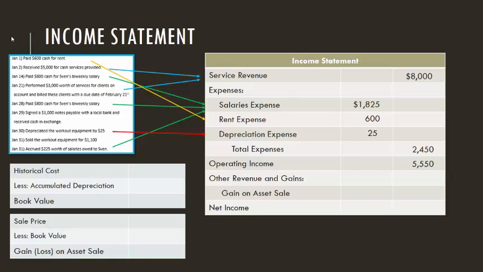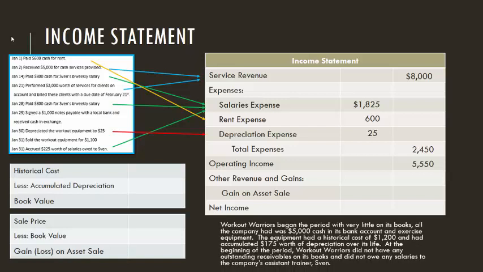Well, gains are the difference between what your books say that equipment is worth at the time you sell it and what you actually receive for it in compensation when you dispose of that asset. So what would our books have shown the value of our equipment at? Well, we started this period, as we can see in the very first information, with equipment on our books with a historical cost of $1,200.